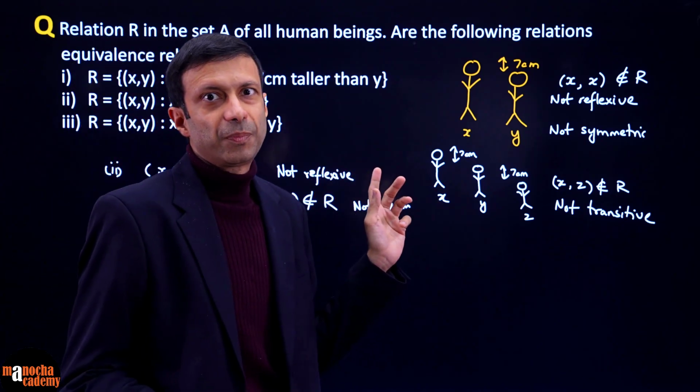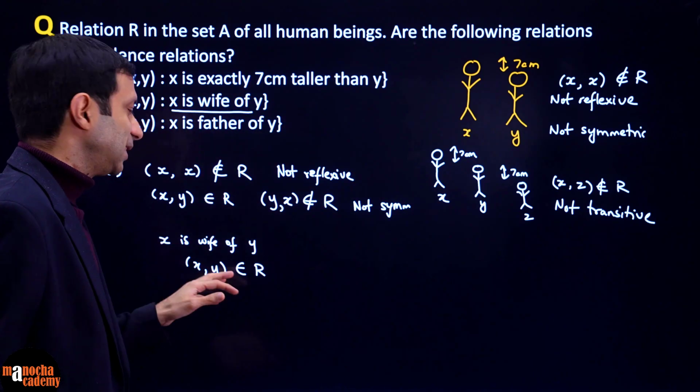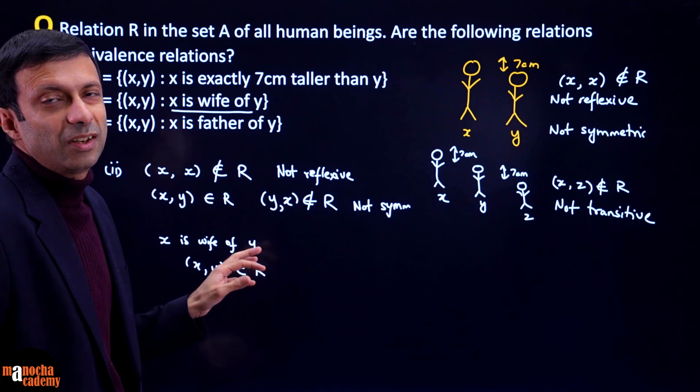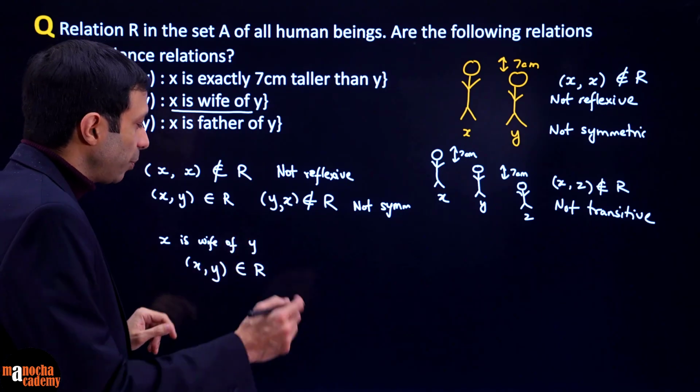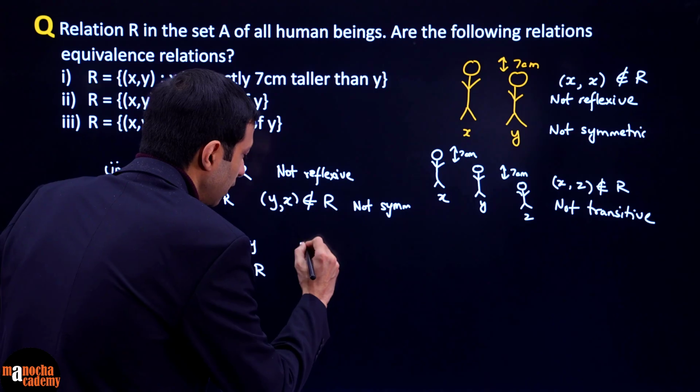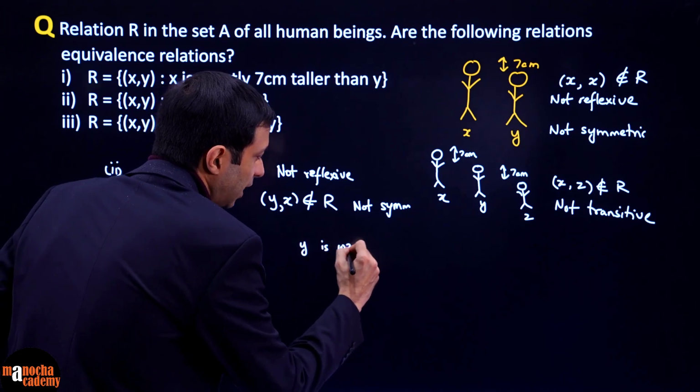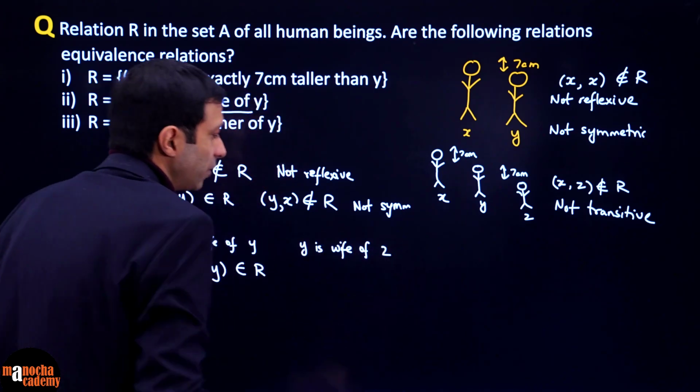Yes or no? Tell me. Will y comma z be part of the relation? So suppose you say y comma z, that means y is wife of z. Can we put this as part of the relation?